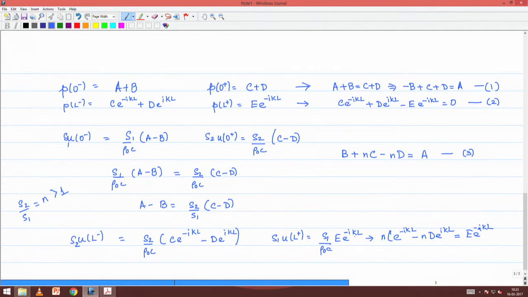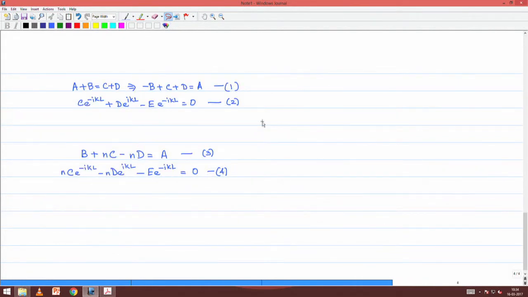So, then what we will get out of this equation is the following: n C e to the power minus ik L minus n D e to the power ik L minus e to the power minus ik L equals to 0. This is the fourth equation. Okay. So, we had 4 variables, we have got the 4 equations.